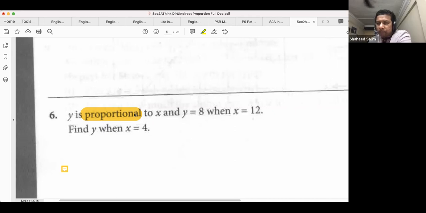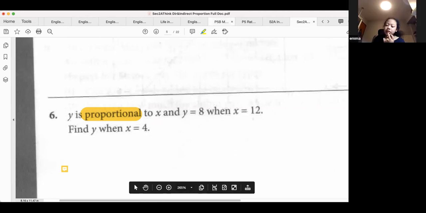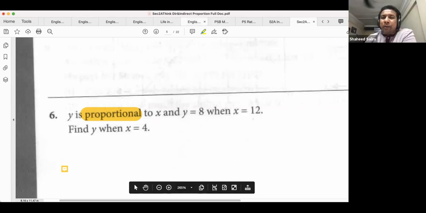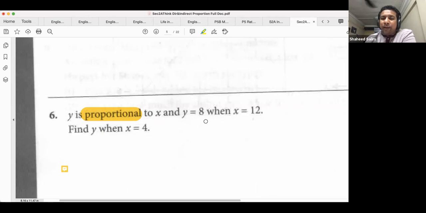What is K? 1.5. Are you sure? Do you take 12 divided by 8 or 8 divided by 12? 12 divided by 8. Okay, remember, hold on. Now let us see how to find K.